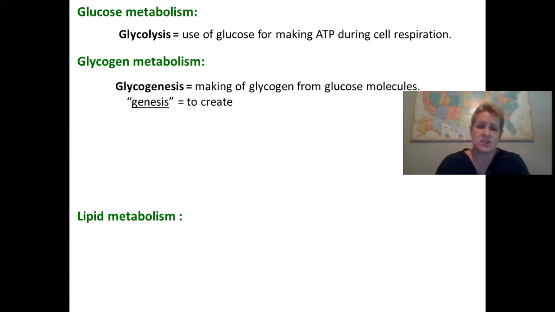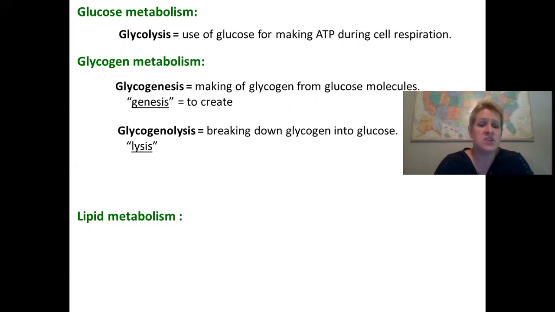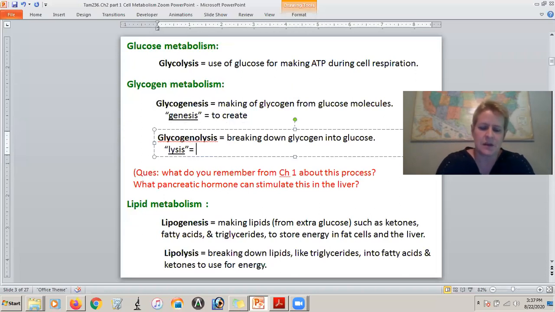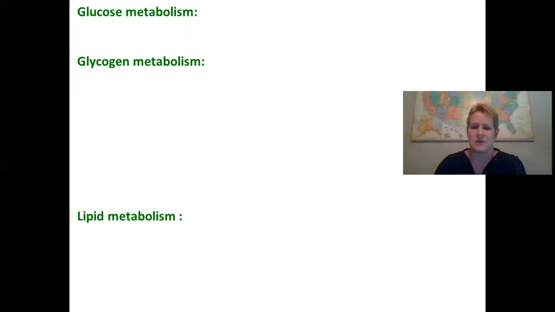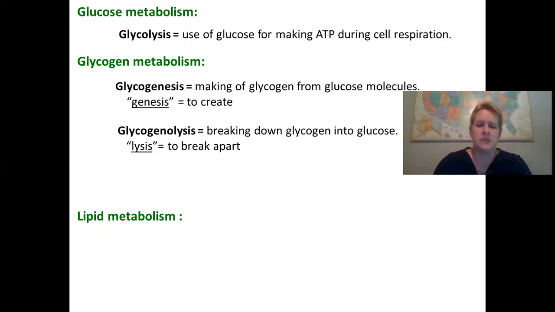If you want to break glycogen down, it's called glycogenolysis. That's not how it's pronounced. It's glycogenolysis, but it's got the word glycogen in it, then an O, and then lysis. Now, lysis means to break apart. So the lysis of glycogen is the breaking apart of glycogen to release glucose. So these words have meaning. Genesis means create, lysis means to break apart.